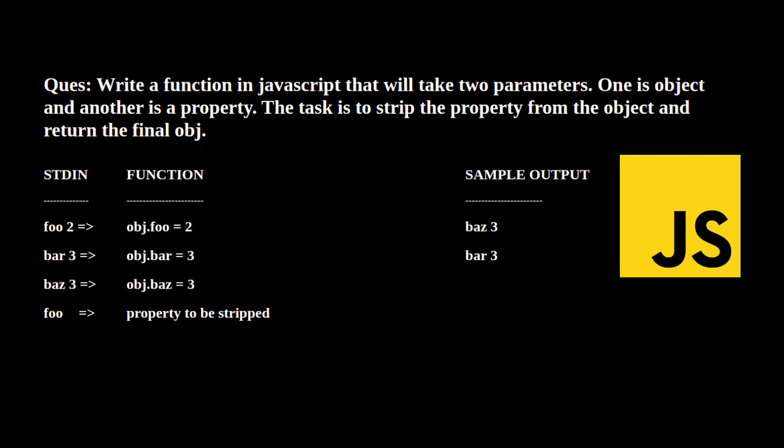Okay, so simply we will pass one parameter as an object and another the property that we want to strip from our object. So you can see the input will be the object, which will contain properties such as foo, bar, baz and their values like 2, 3, 3, and foo is the property that we have to strip, and the output will look like this, an object which will not contain the foo property. Okay, so let's see the solution.